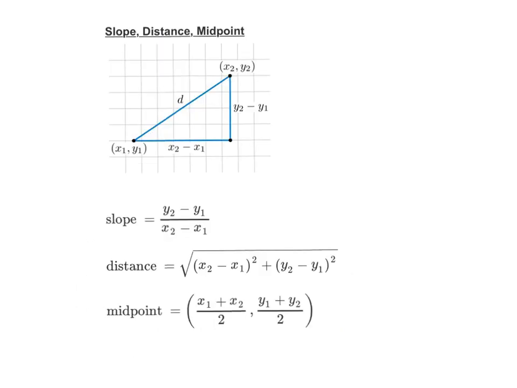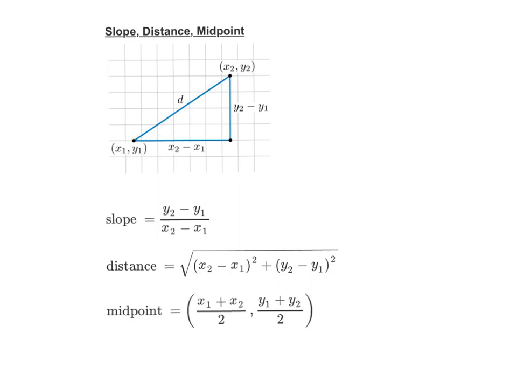We can generalize our work to calculate the slope, distance, and midpoint between any 2 points, (x1, y1) and (x2, y2). And if you draw a right triangle, it will have 2 legs, and the horizontal leg will be the difference in the x's, x2 minus x1, and the vertical leg will be the difference in the y's, y2 minus y1. So to get slope, which is just rise over run, we're going to take the difference in the y's, y2 minus y1, and divide by the difference in the x's, x2 minus x1.